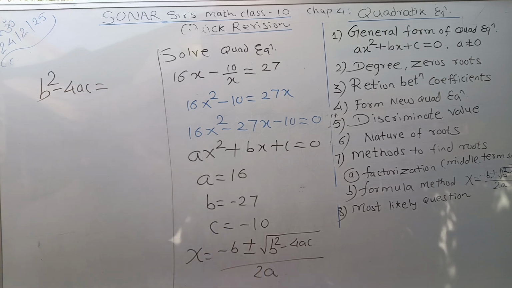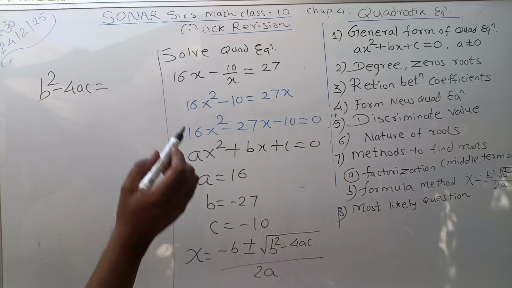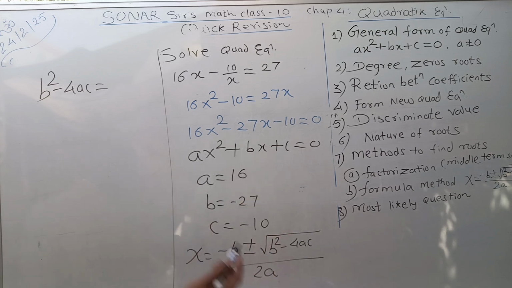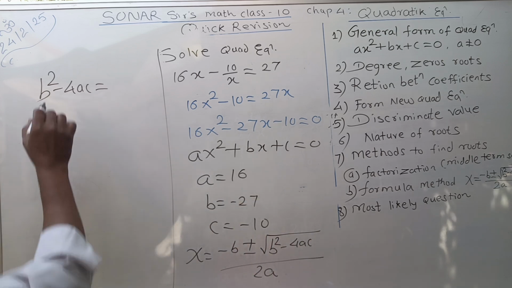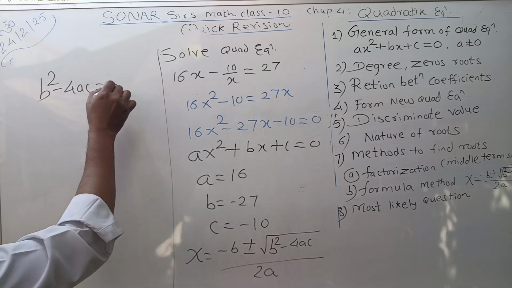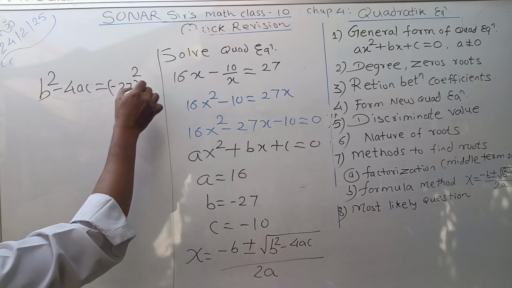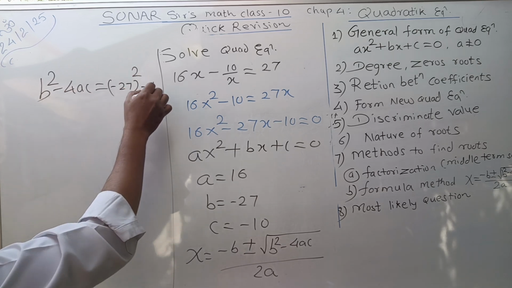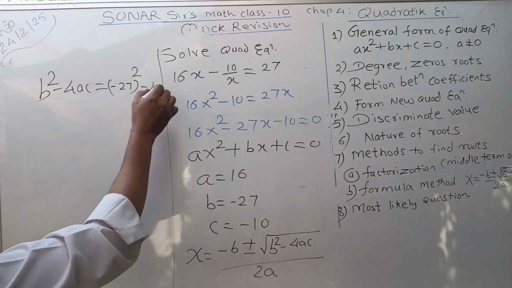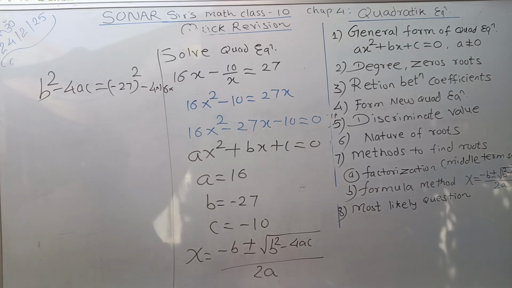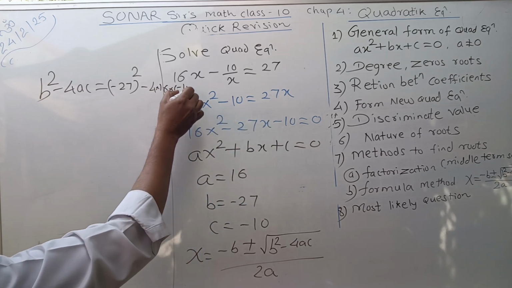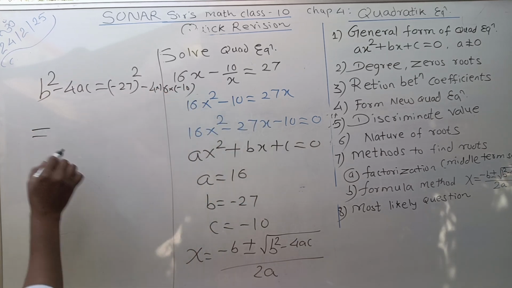If the roots are not real, we'll stop here. And if the roots are real, distinct or equal, we'll solve them further. So b, what is the value of b? b is minus 27. What about the 4? Into a is 16, and c, the constant term, is minus 10. So we have to find the square.